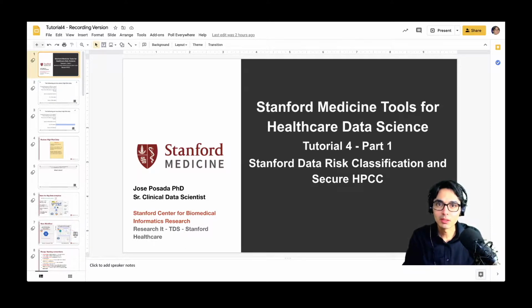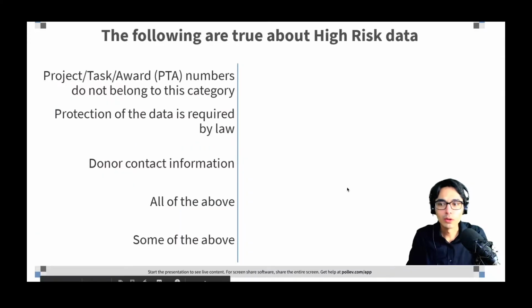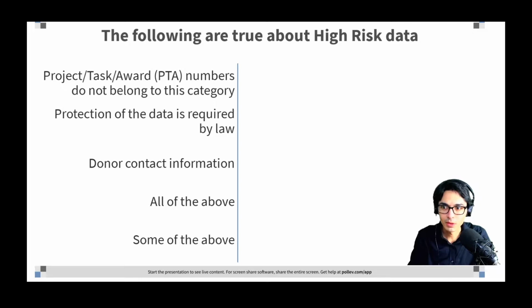In the first part, we're going to cover Stanford Data Risk Classification and our secure high-performance computing center. The Stanford Data Risk Classifications were covered in a prior tutorial, but today we're going to focus on the high risk category. So let's get started with some refresher questions. Which of the following answers are true about high risk data at Stanford?